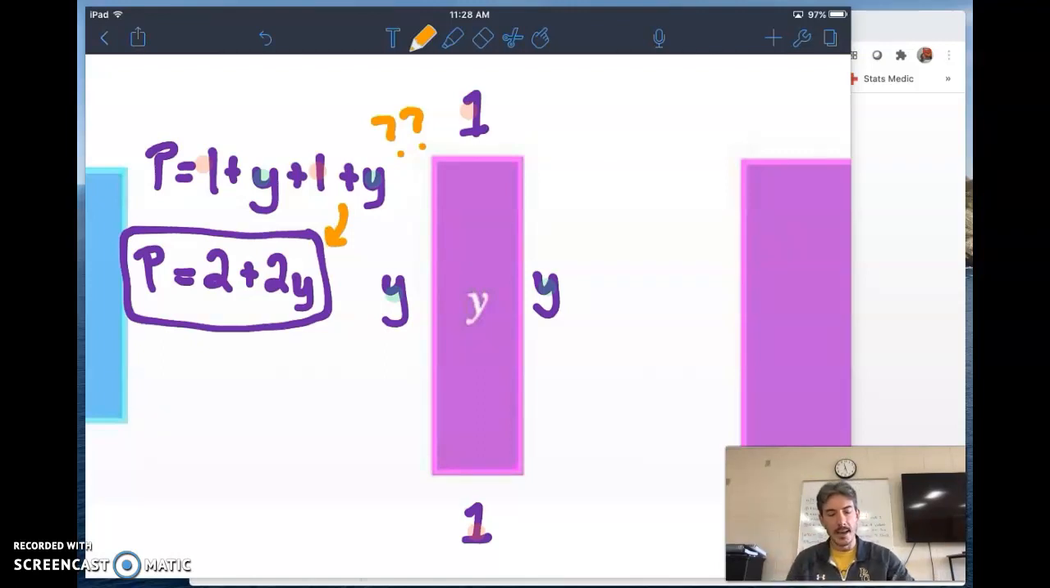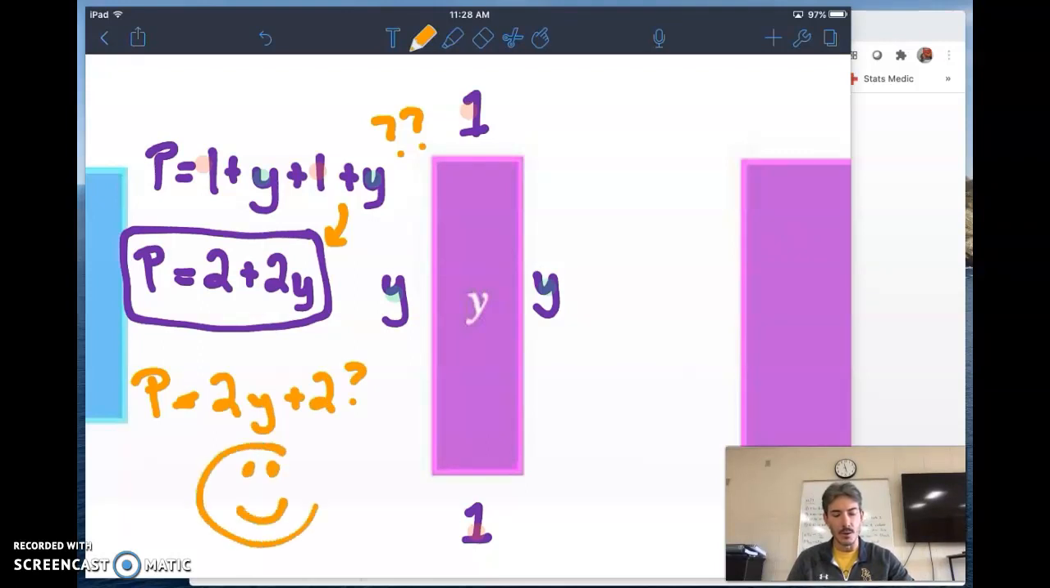2 plus 2y. Some people are going to ask, Anderson, isn't that the exact same thing as saying 2y plus 2? And can't I write my answer that way? And that answer, of course, is absolutely. They're the exact same thing.